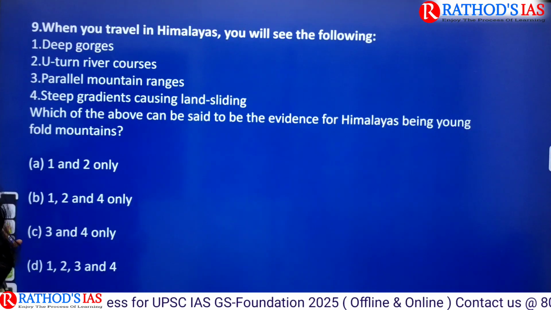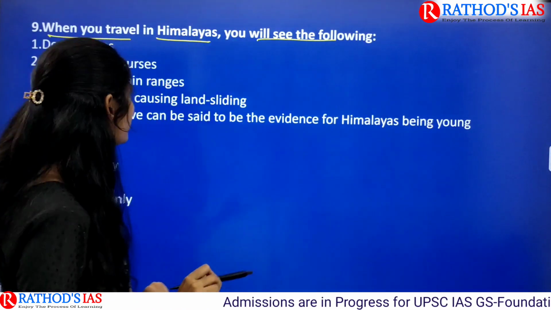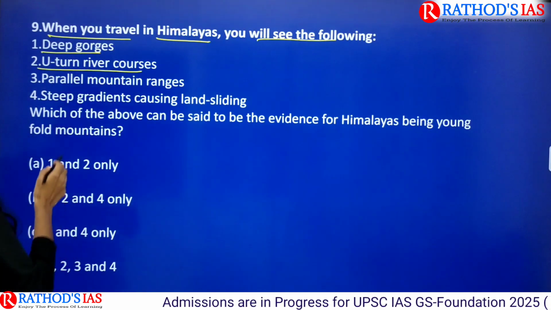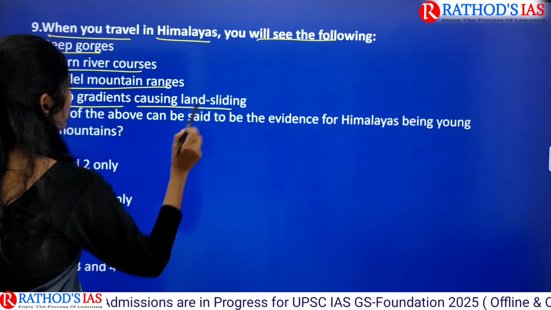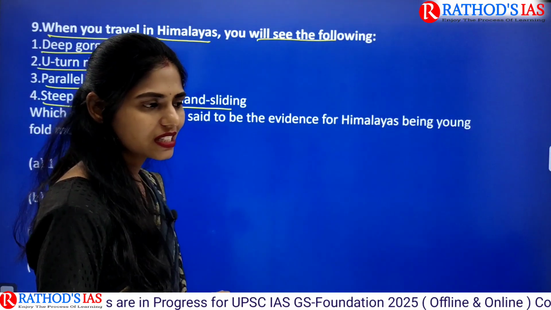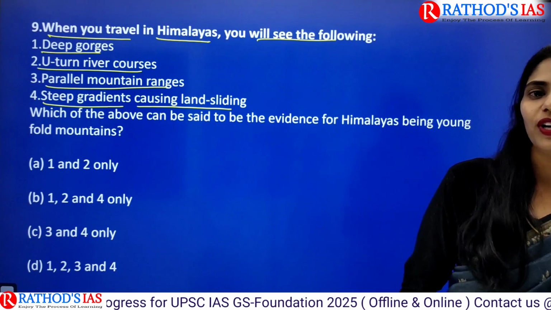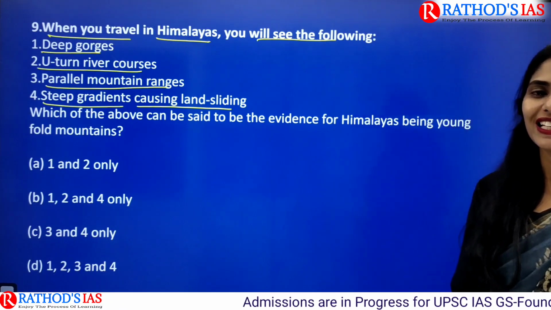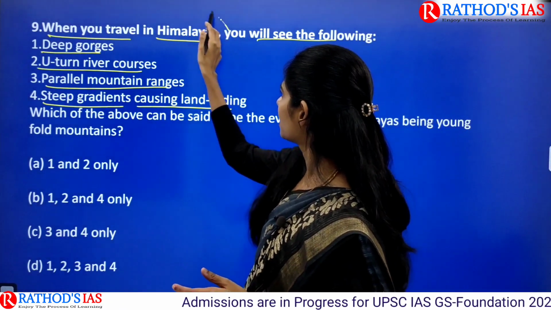And the next question here is, when you are traveling in the Himalayas, you will see the following: 1, deep gorges and U-turn river courses; 3, parallel mountain ranges; and 4, steep gradients causing landslides. Okay, if you have gone through the topic of landforms formed by running water, you will know about gorges, V-shaped valleys, U-shaped valleys, canyons, etc., right?